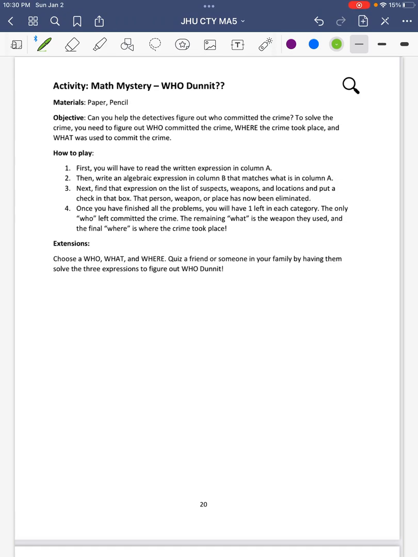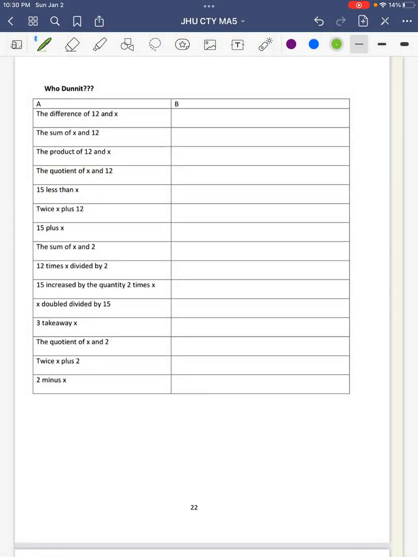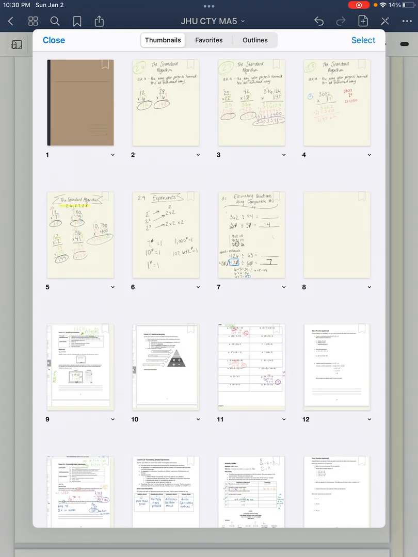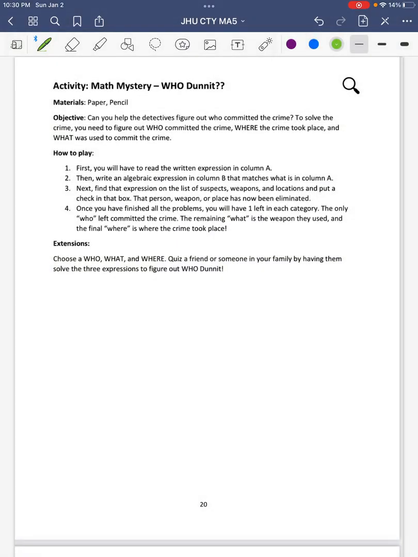How to play. So first you will have to read the written expression in column A. And what they're referring to is this next page, this written expression right here. Okay, so all those expressions is what they're referring to. Then it says, then write an algebraic expression, which means turn it into numbers, and maybe even variables, in column B that matches what it is in column A. Then it says, next, find that expression on the list of suspects, weapons, and locations, and put a check in the box. That person, weapon, or place has now been eliminated.